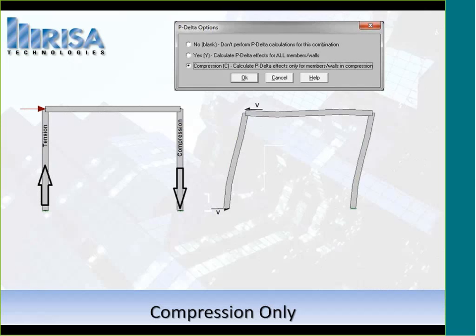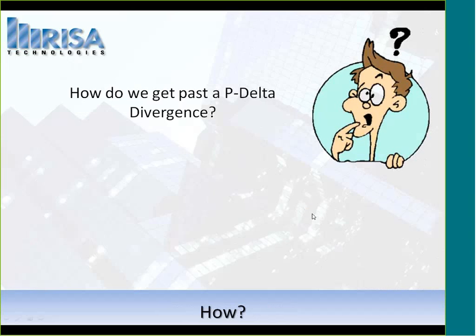And so if there's a case, this is really not always the case, and usually yes is just good for most models. But if you see that P-Delta is helping your members, you might turn on compression only. This is the case where the P-Delta effect increases the flexural stiffness of a member in tension. So that's not something that was meant to happen for P-Delta. So it's something we can use if we have to, but it's more of a case by case basis. So how do we get past P-Delta divergence?